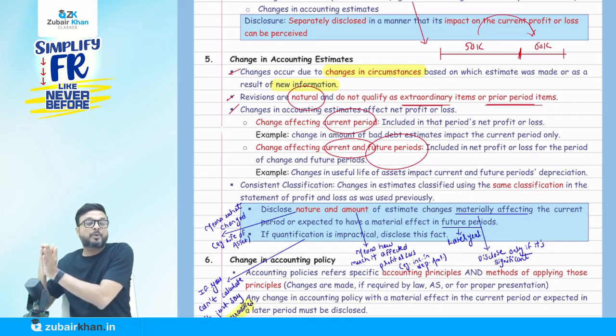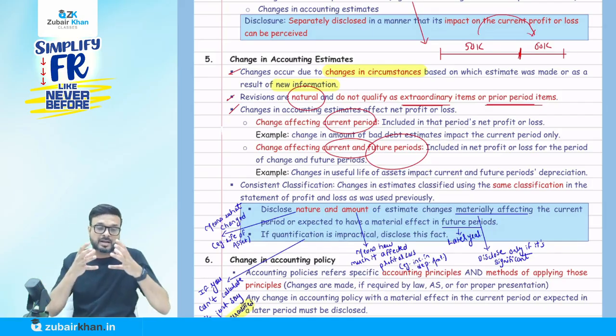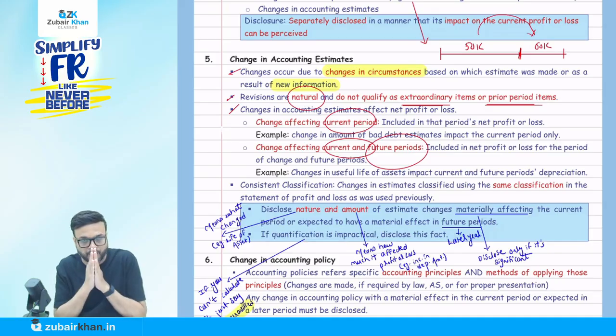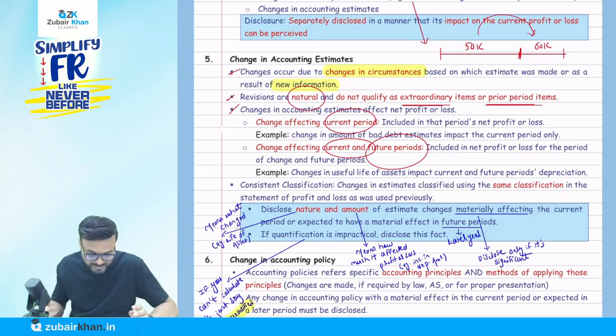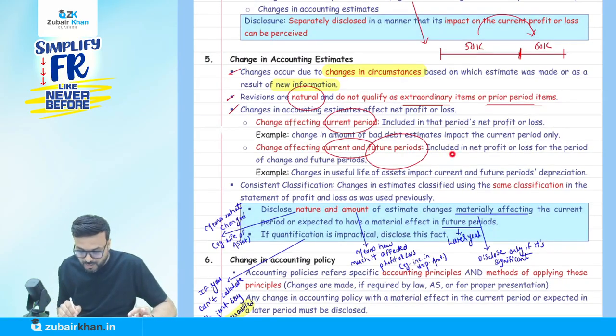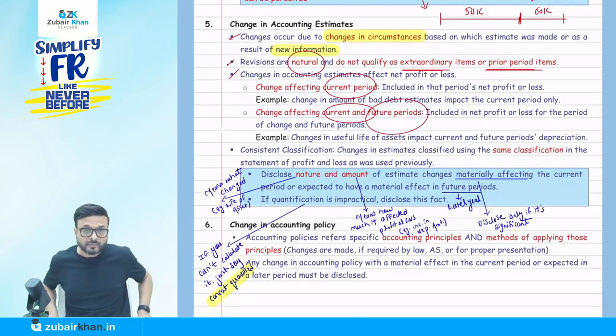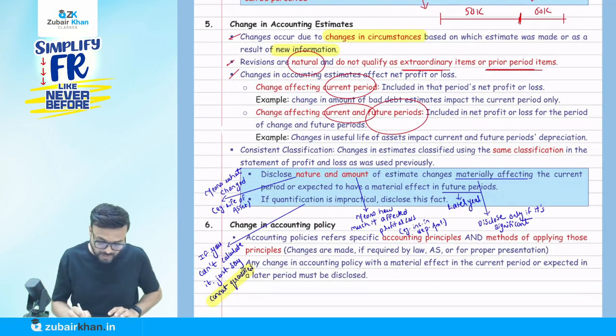So in that case, because of a change in accounting estimate, my current year profit may be affected only, or it might happen that in the current year and in the future also profit gets affected. So they say a change affecting current and future periods includes the net profit or loss for the period of change and future periods. Example: changes in the useful life of an asset impact current and future periods, that is, depreciation.